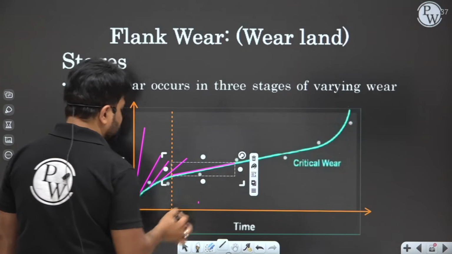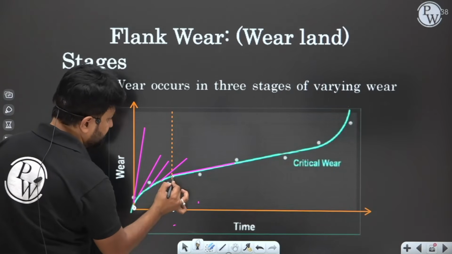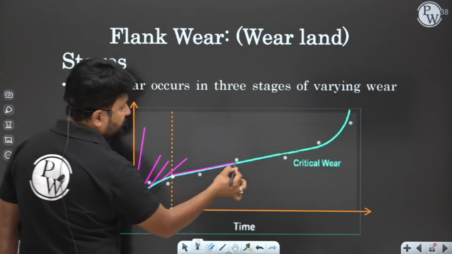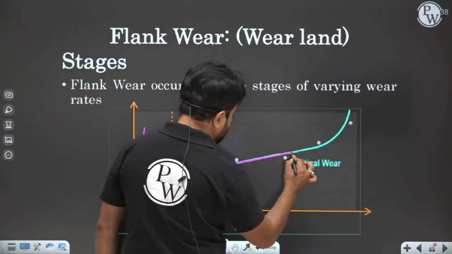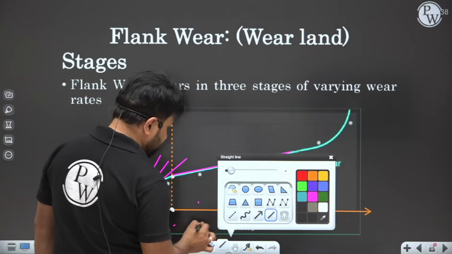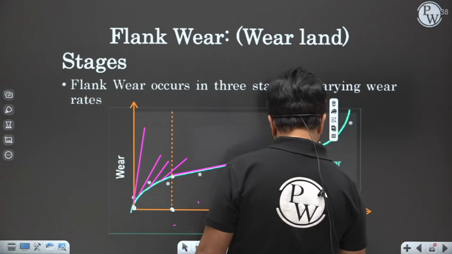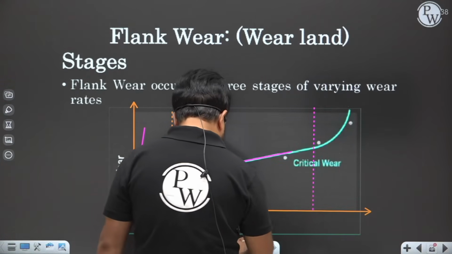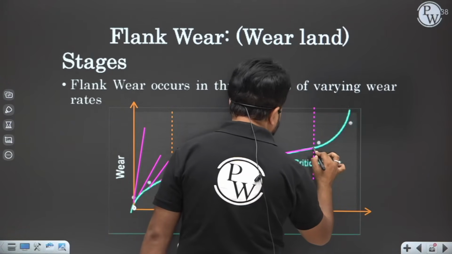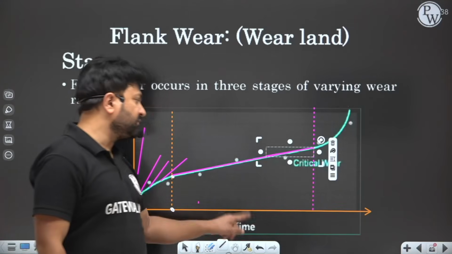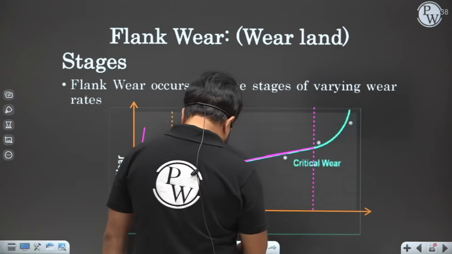Now at this point of time, please see, the rate of wear, that is wear versus time, is constant, my dear. The rate of wear is constant up to a certain point of time. The wear rate, that is the wear versus time slope, is constant.